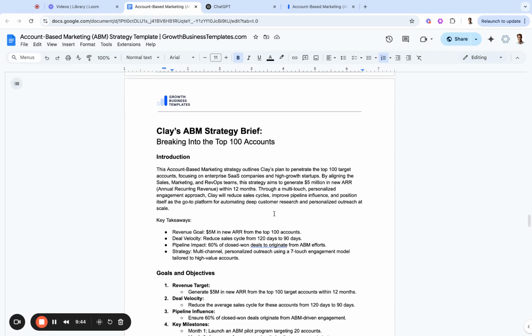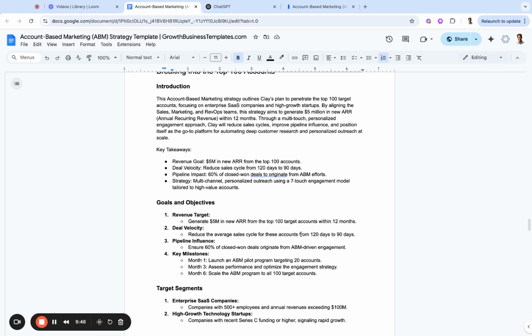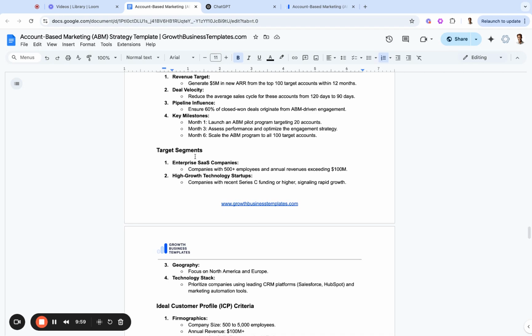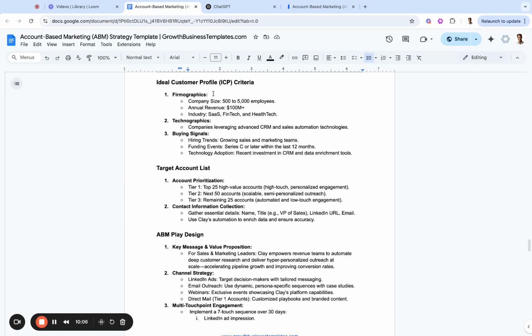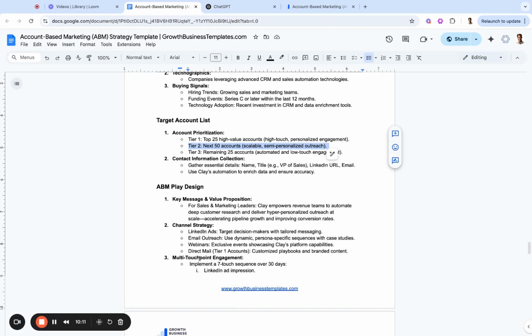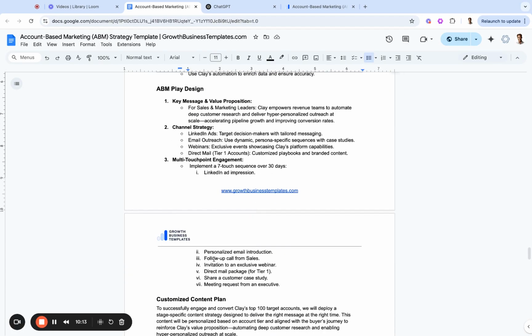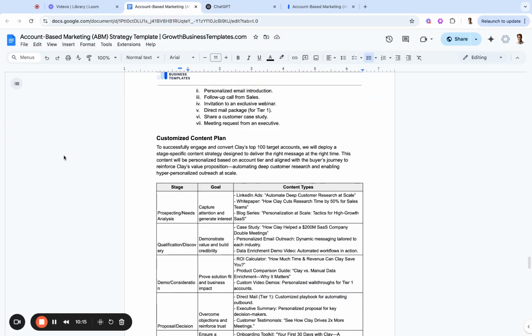It goes into the introduction, starts out with the key takeaways right up top here. So if you read nothing more, you would understand what this brief was about and what the key takeaways are. Then we get into goals and objectives, the target segments here. Here it is, 500 plus employees, annual revenue exceeding 100 million. You go into the ICP, the target account list here, the ABM play and design, followed by the content plan.